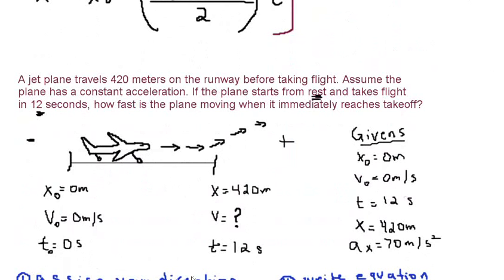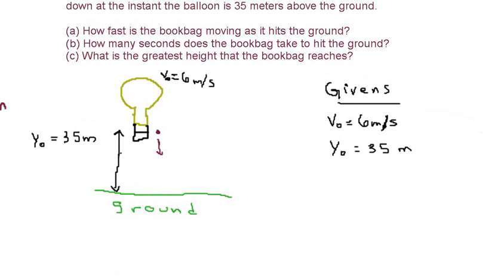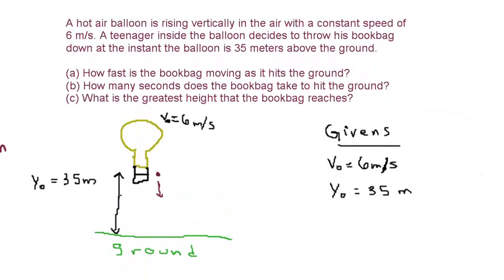Okay, so now let's go ahead and do the second example that I have for you. The second example has 3 parts, so it's a little bit more complicated. Okay, so I'm going to read the problem. It says a hot air balloon is rising vertically in the air with a constant speed of 6 meters per second. A teenager inside the balloon decides to throw his book bag down the instant the balloon is 35 meters above the ground. And then we have 3 questions.